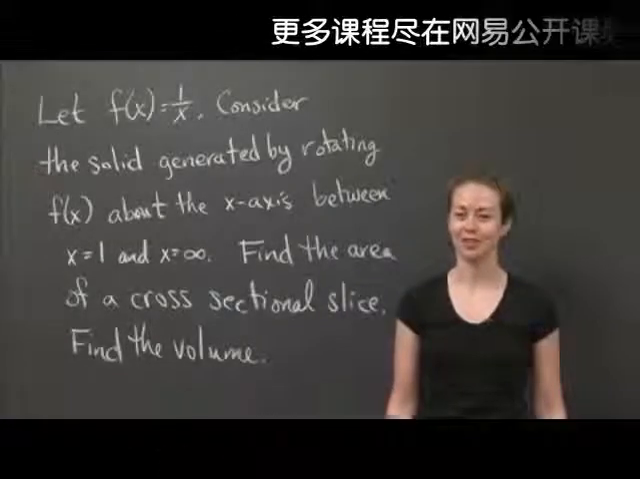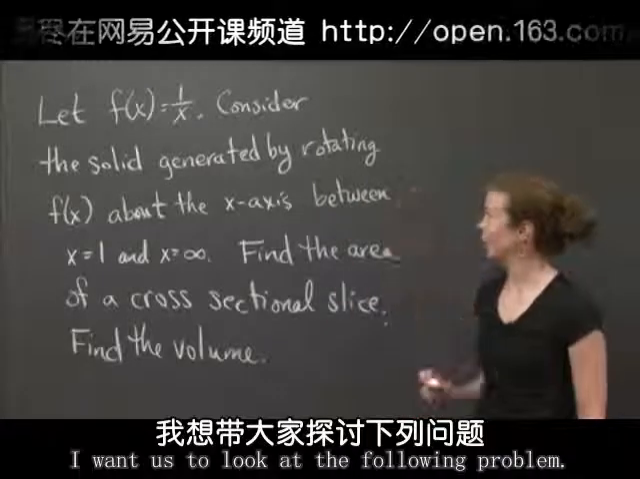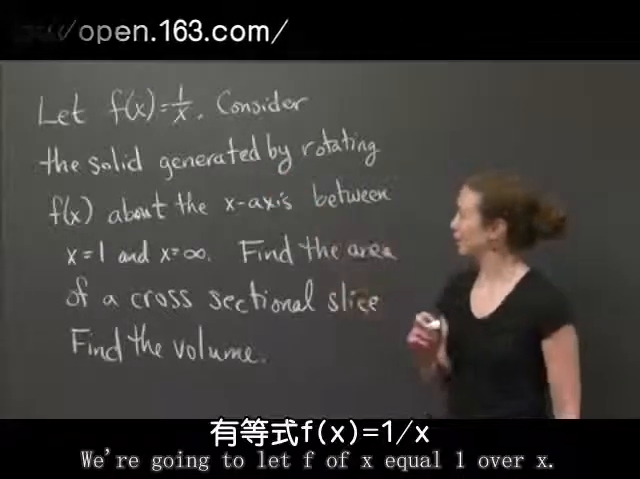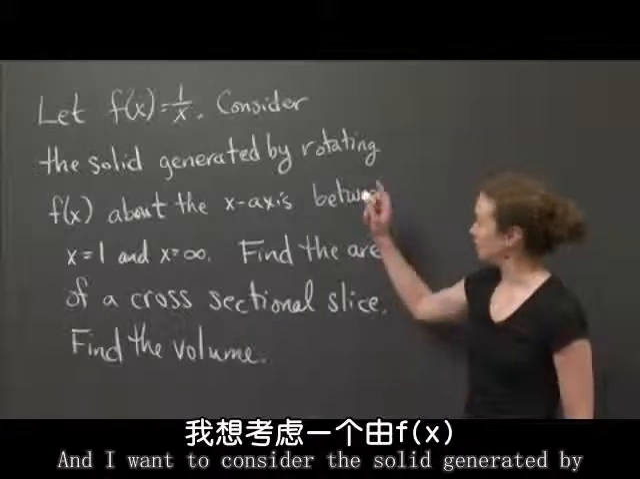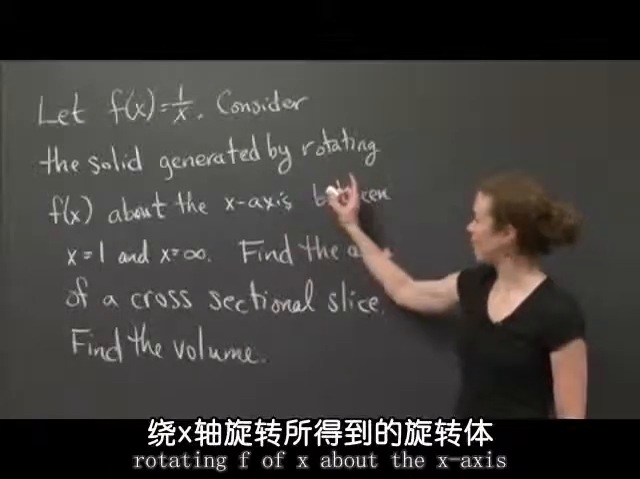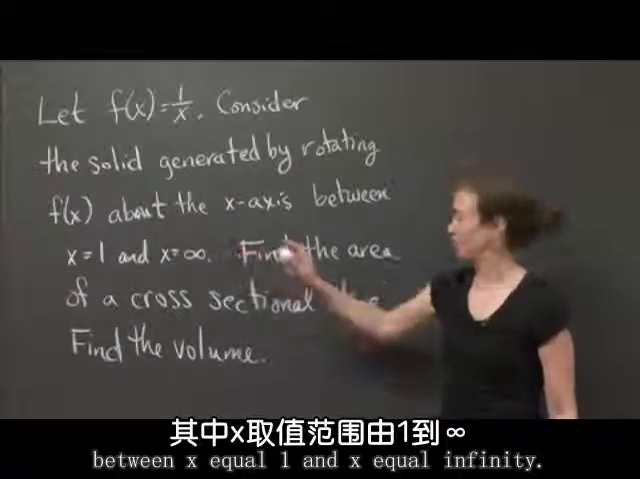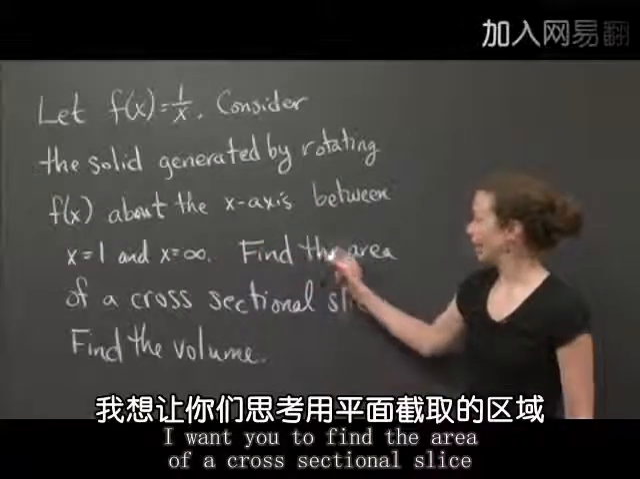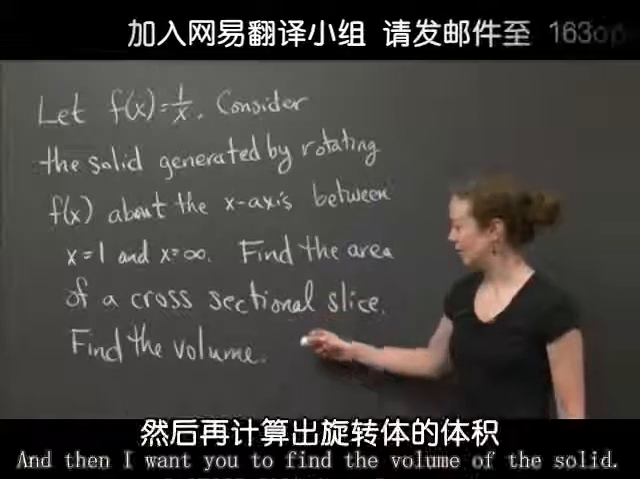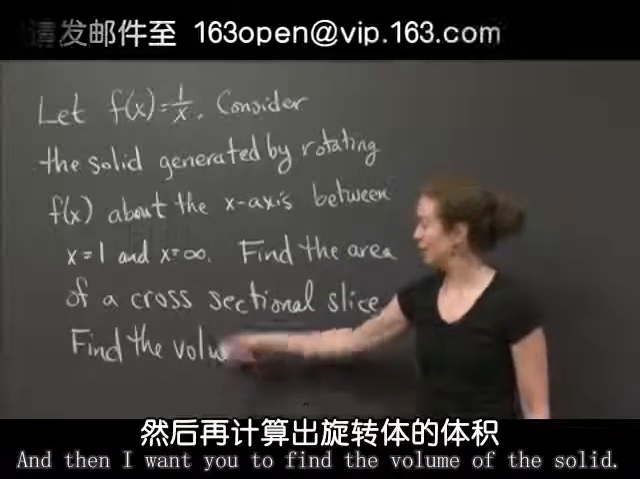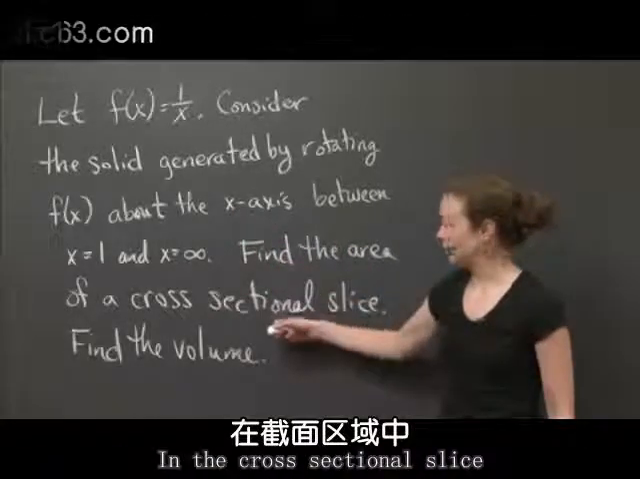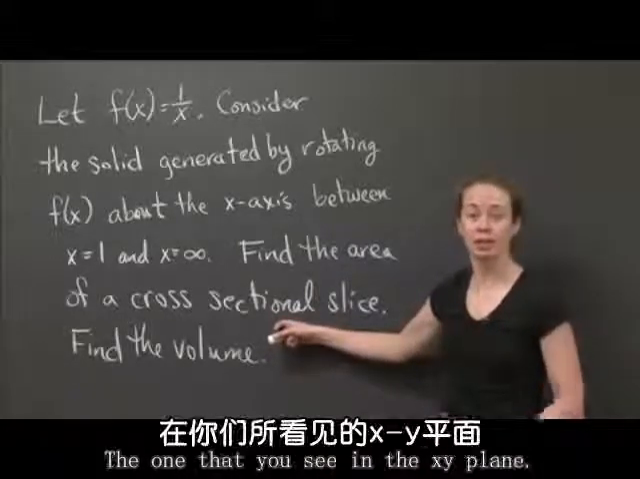Welcome back to recitation. In this video I want us to look at the following problem. We're going to let f of x equal 1 over x, and I want to consider the solid generated by rotating f of x about the x-axis between x equal 1 and x equal infinity. I want you to find the area of a cross-sectional slice, and then I want you to find the volume of the solid.